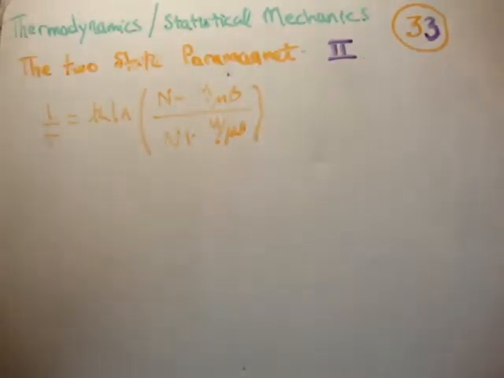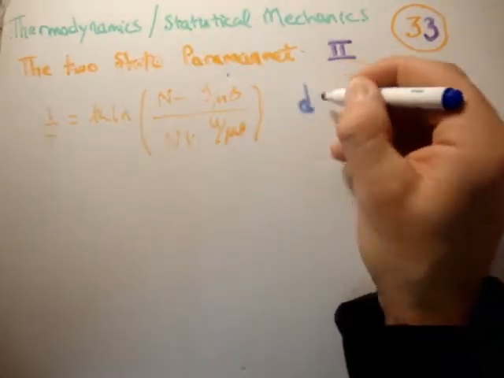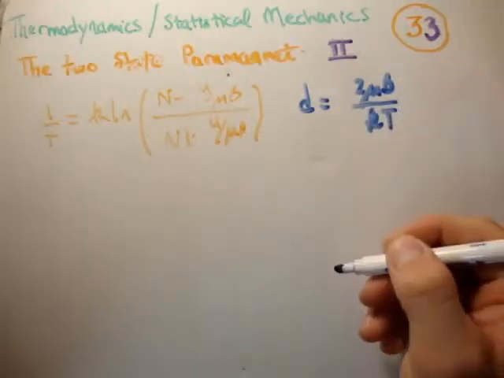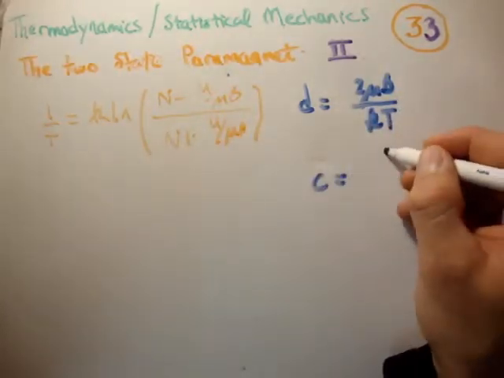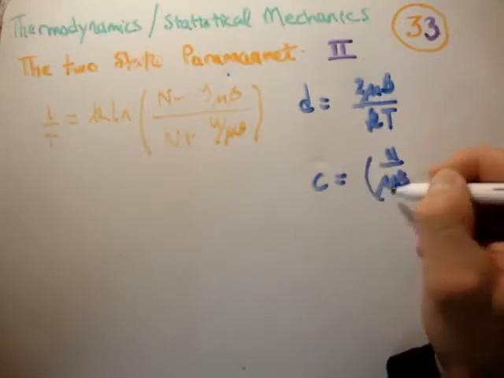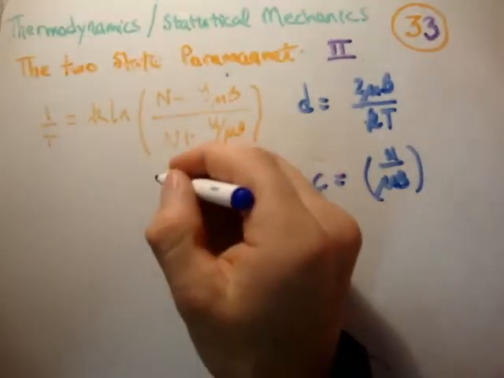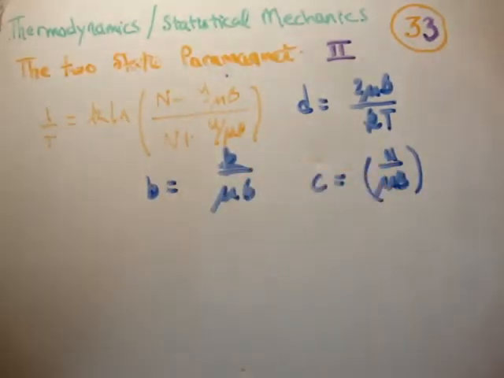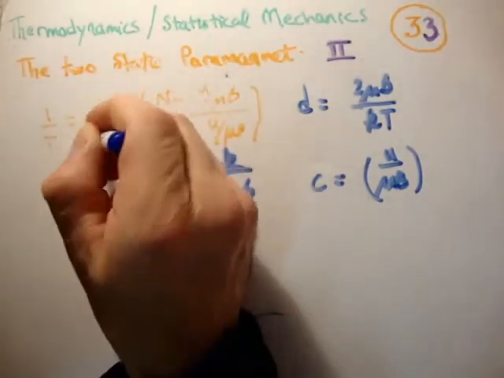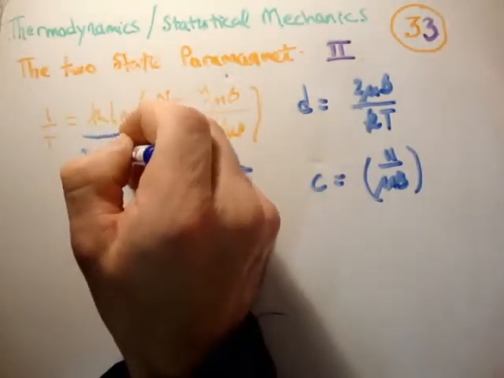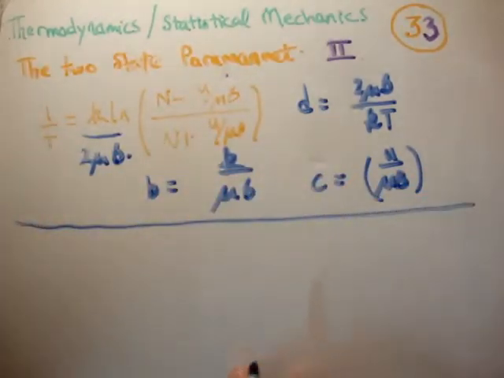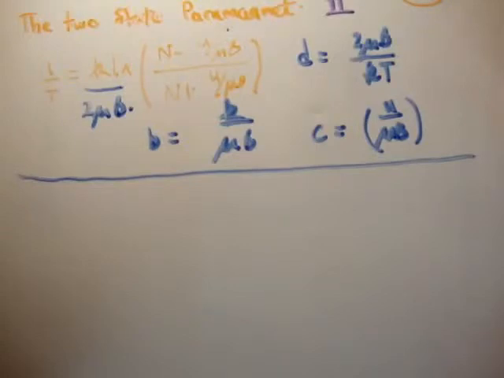Okay, now I'm going to define the following. I'm going to say that d is equal to 2 mu B over kT, and c is equal to U over mu B. Okay, and there's another one, b is equal to k over mu B. And I'm actually forgetting there's 2 mu B here as well. Now, okay, so look, it's just algebra. Algebra is just a bit of a pain.